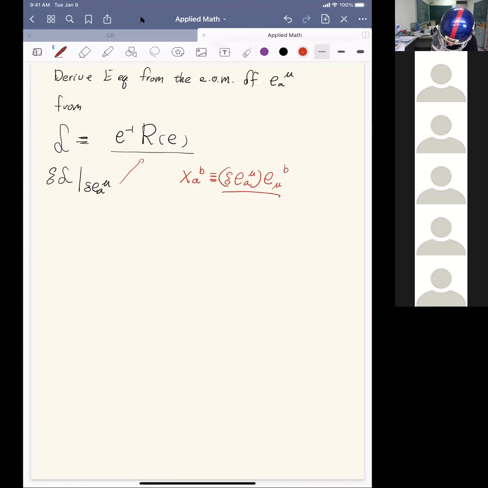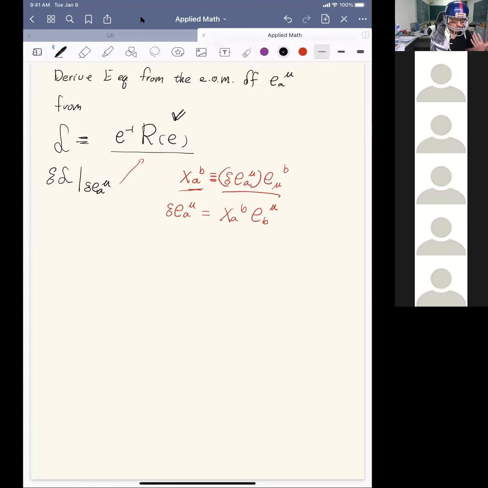And of course, if you really prefer the original thing, the variation of your Vierbein, you can always get it by X_ab and then e^b_μ. Just multiply by the Vierbein to get the original thing. So if I define X_ab like this, the most important thing is that I need to know what the variation of my Ricci scalar is.